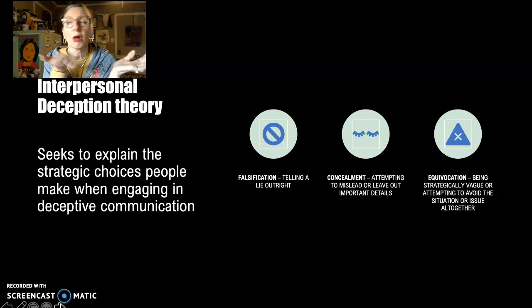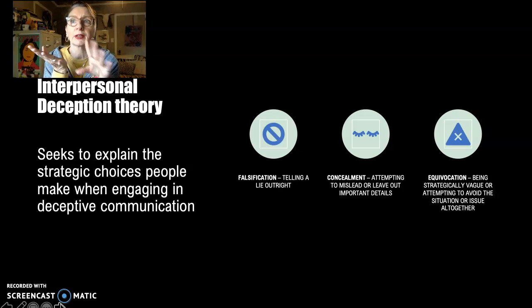Now, how do you do that? All kinds of different ways, right? You can leave stuff out, leave details out, maybe avoid some details. There are different ways, but you're purposely, intentionally trying to mislead them. Concealment. To conceal means to hide. Equivocation. You've heard that word equivocate. When we equivocate, we're being vague. And in this theory, we're intentionally being vague.